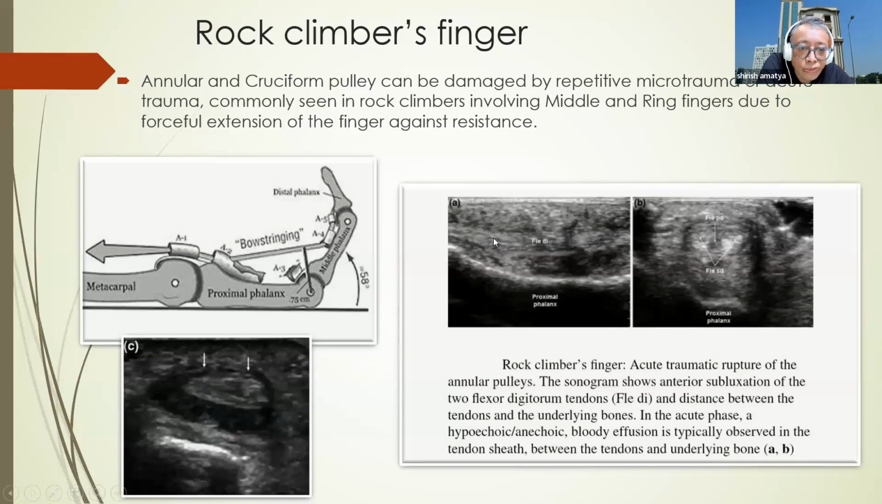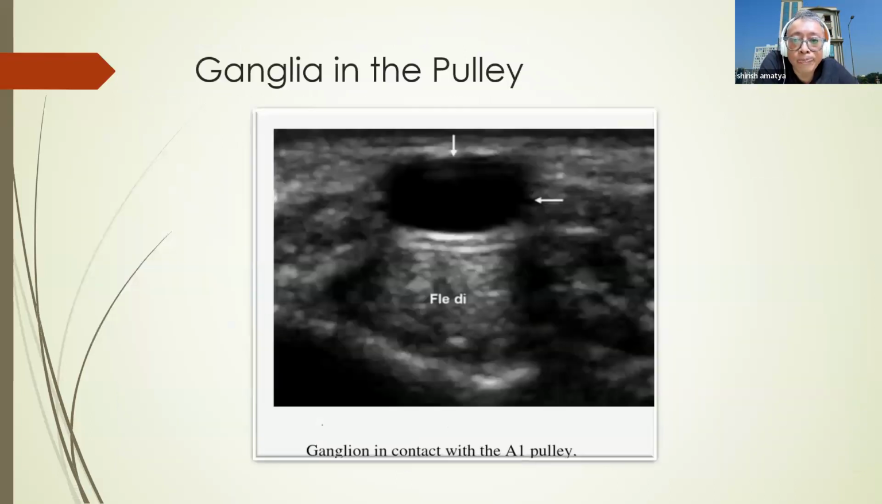And this flexor digitorum tendon is no more in close proximity with the phalanx; the distance has been widened, and you can see the anechoic fluid in between the tendon and the proximal phalanx. So this is a classical picture of the rock climber's injury, which usually happens if the annular as well as cruciform pulleys are ruptured due to acute trauma.